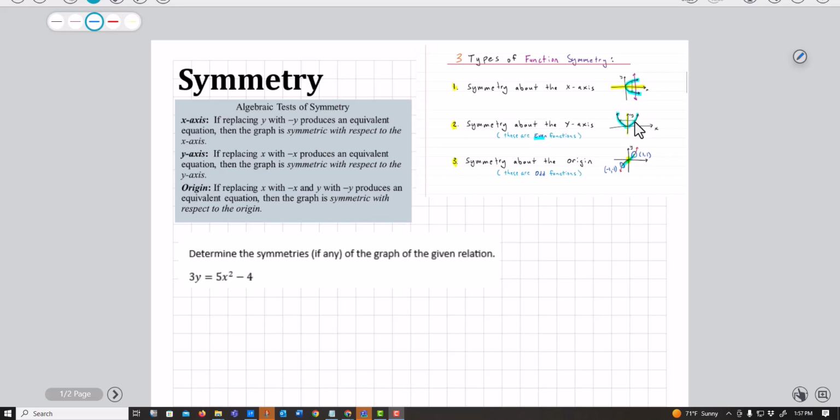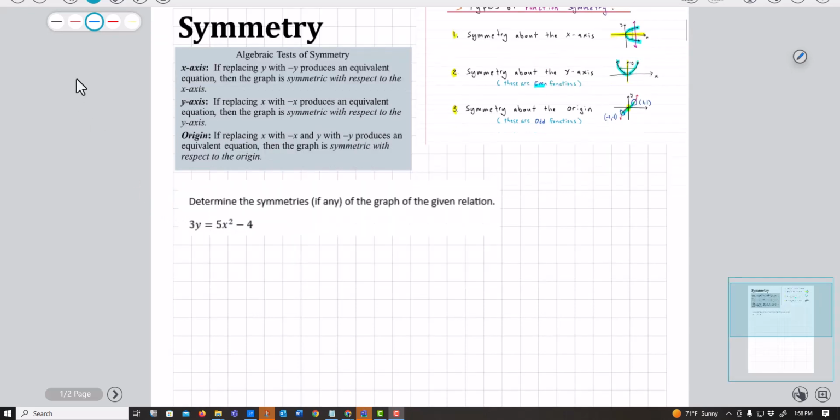What I've always done is think of it like a mirror, right? So this looks like you put a mirror on this axis. To do this, you would test each one of these. I'm going to test to see if it's symmetric with the x-axis, and it says replace y with negative y. So where I see a y, I'm going to put a negative y.